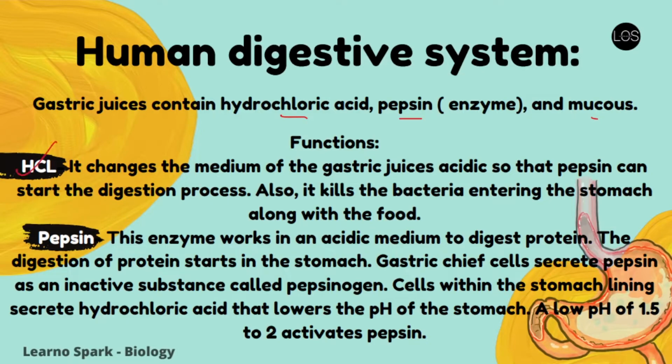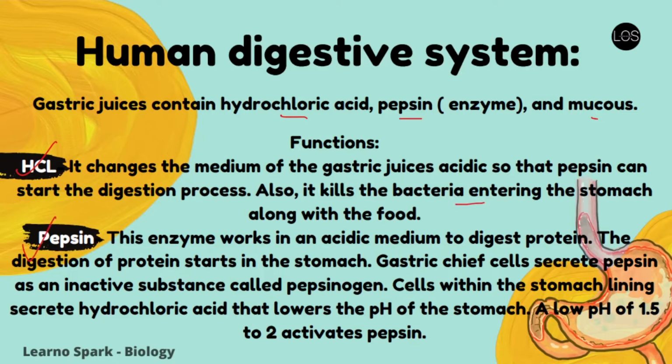Let's start with HCl. It changes the medium of gastric juices acidic. So pepsin is an enzyme which can only act in acidic medium. The primary function of HCl is to change the medium of gastric juices to acidic so that pepsin can act on it. Also, it kills the bacteria entering the stomach along with the food.